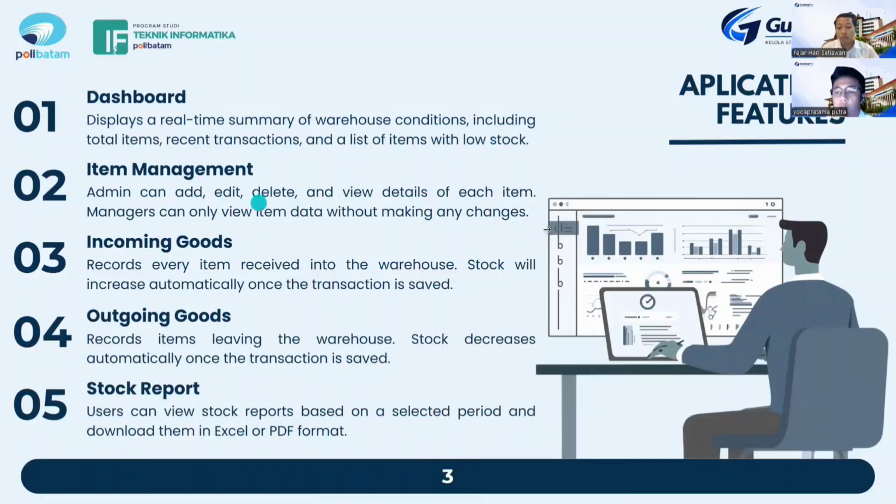Okay, next, three, incoming goods. Records every item received into the warehouse. Stock will increase automatically once the transaction is saved. Four, outgoing goods. Records items leaving the warehouse. Stock decreases automatically once the transaction is saved.